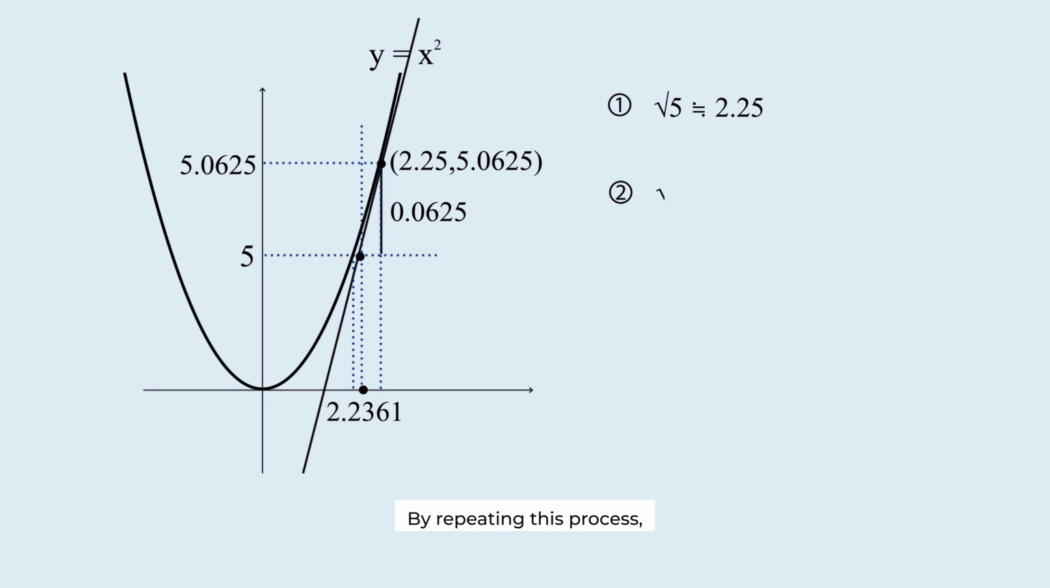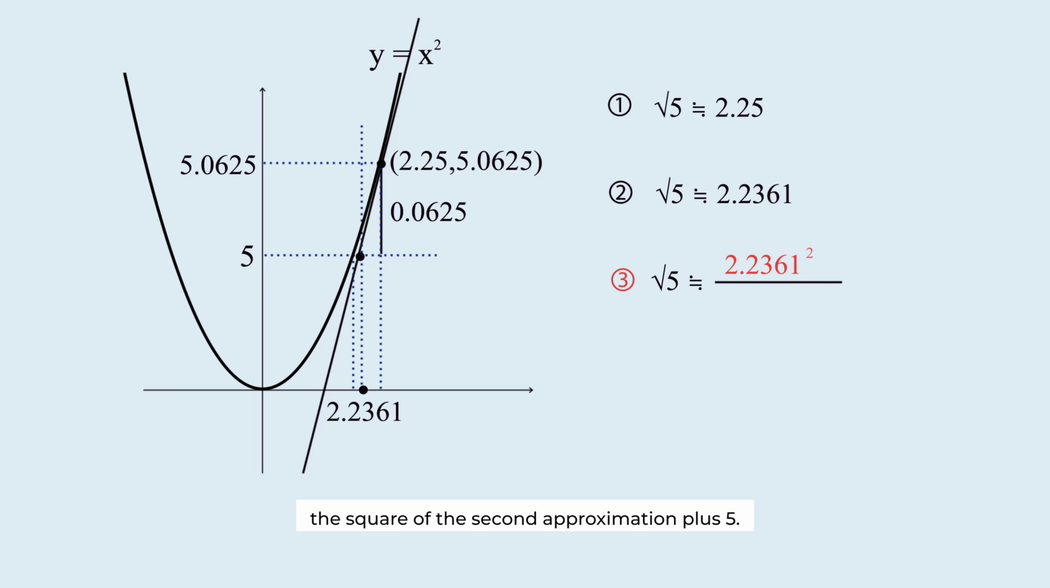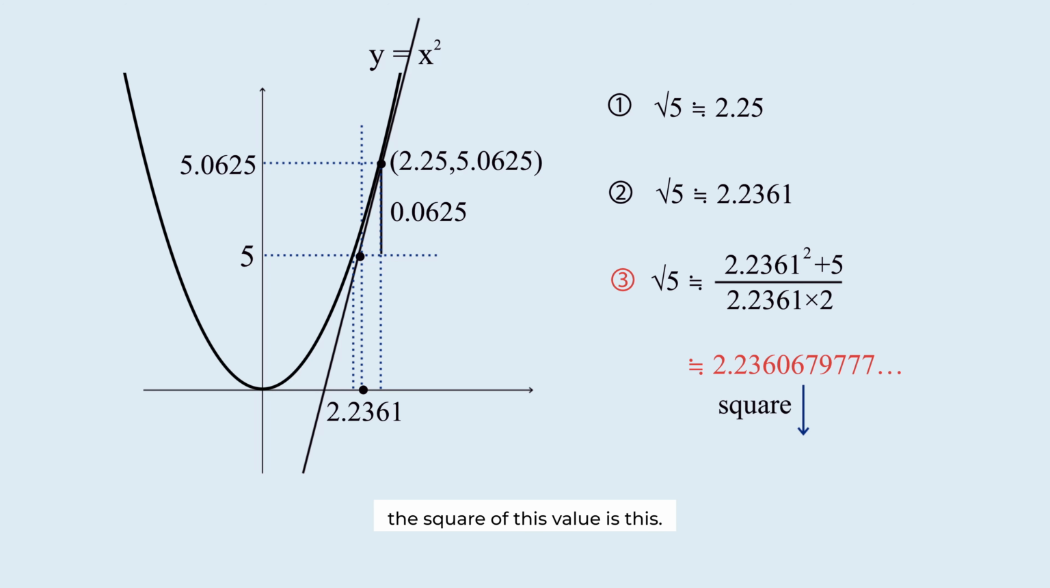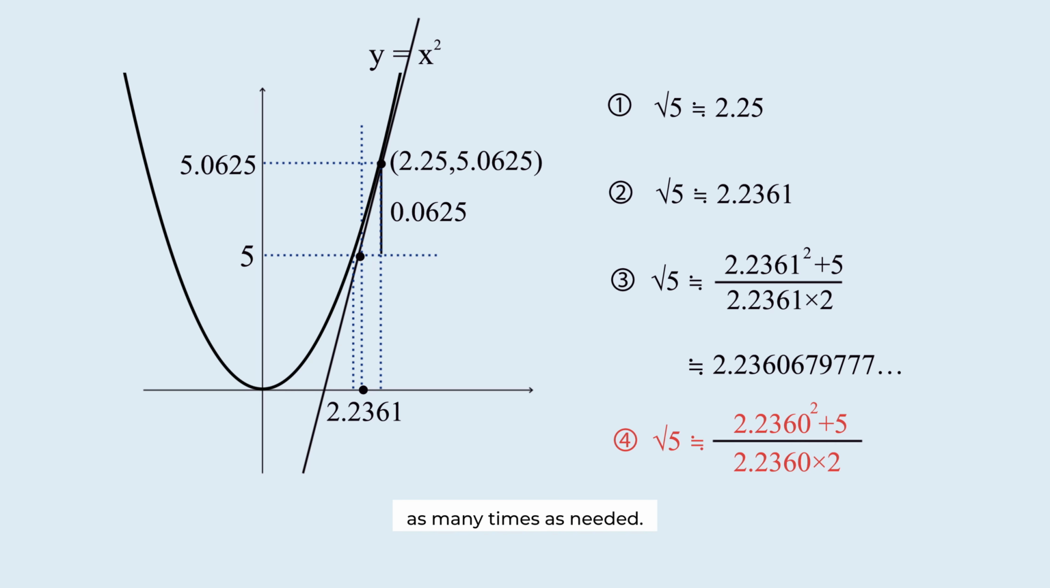By repeating this process, you can find a more accurate third approximation. The numerator is the square of the second approximation plus 5. The denominator is the second approximation times 2. The third approximation is this. The square of this value is this. The error from 5 is almost negligible. If you want a more accurate value, you can repeat this process as many times as needed.